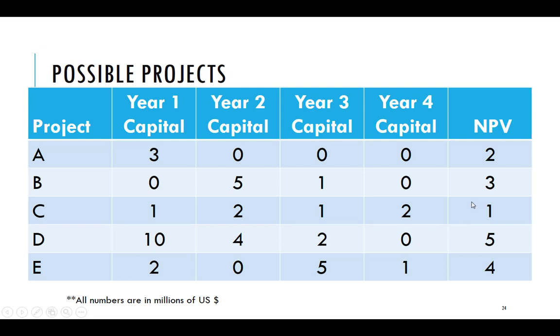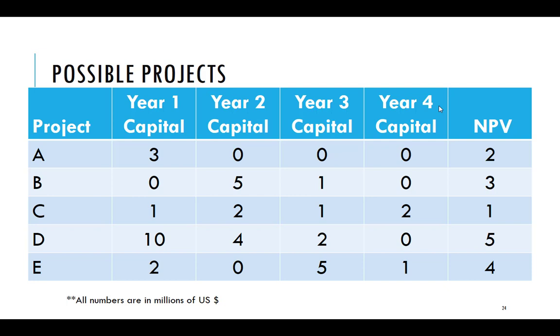So here are the possible projects. We have 5 of them. I made them really descriptive, projects A, B, C, D, and E. And then it's over a 4-year time horizon where each year I indicate in millions of US dollars how much capital or money must be expended for that particular project. So for example, project A, I have to put in $3 million in the first year and nothing the remaining years 2, 3, and 4. And it has a net present value of $2 million.